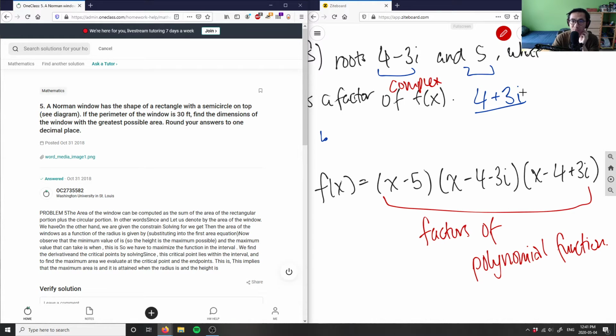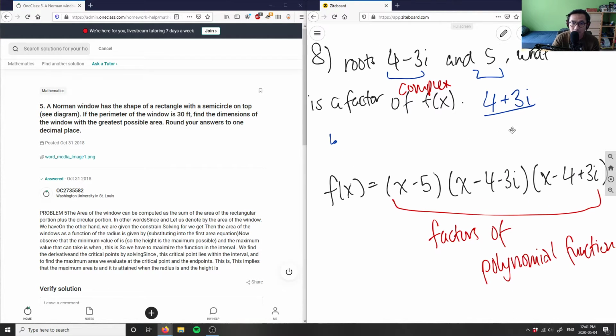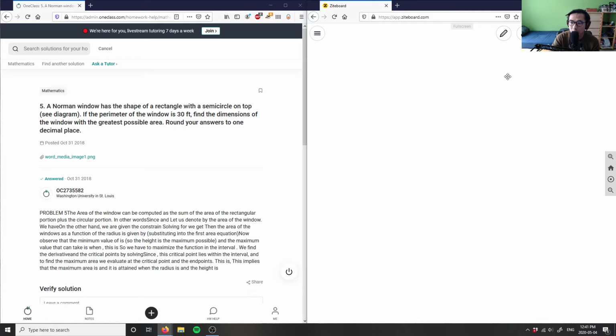And this is number 9 here. A Norman window has the shape of a rectangle with a semicircle on top. See diagram. If the perimeter of the window is 30 feet, find the dimensions of the window with the greatest possible area. Round your answers to 1 decimal place.